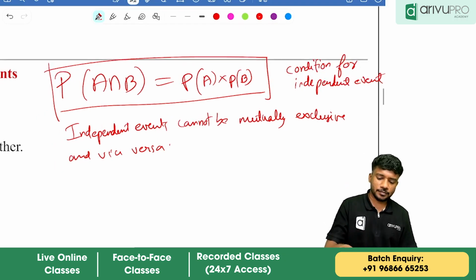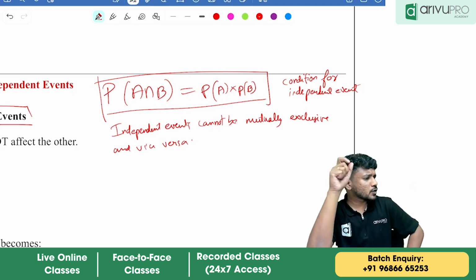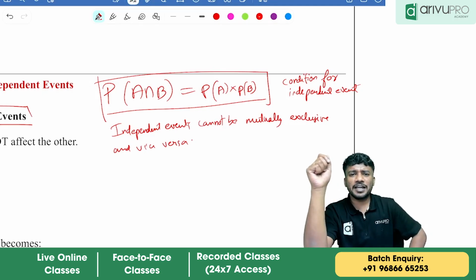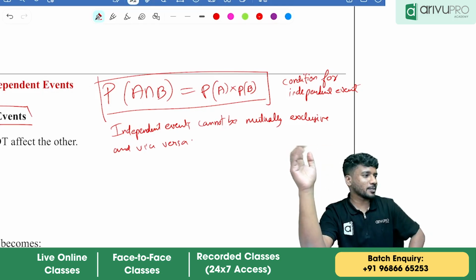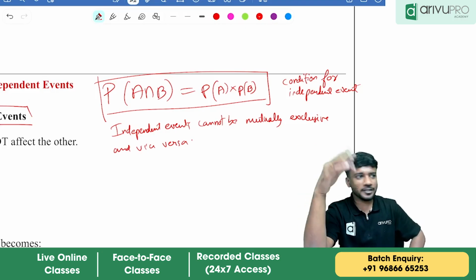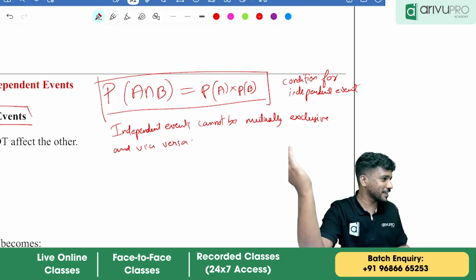Now, why is that the case, sir? When mutually exclusive is coming into the picture, that means their intersection value will be equal to what? 0. That means 0 is equal to P of A into P of B. That means probability of one of the independent events should be 0. That is not possible. If probability is 0 then there is no independent event over there.